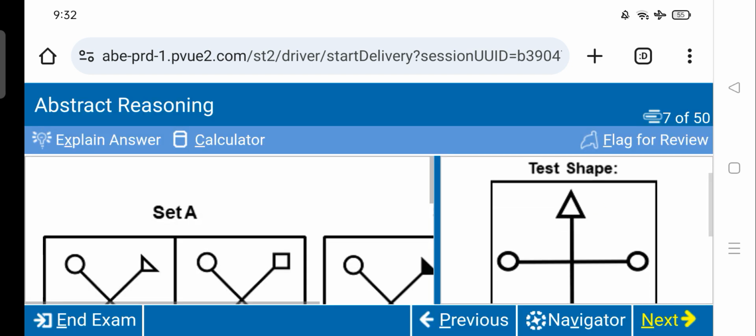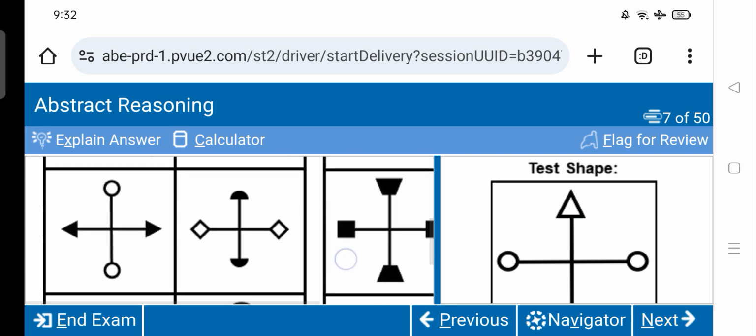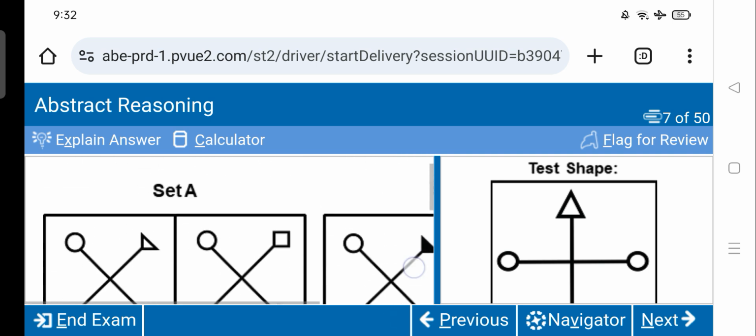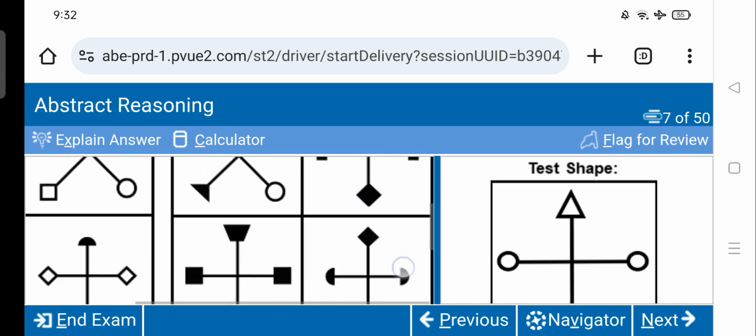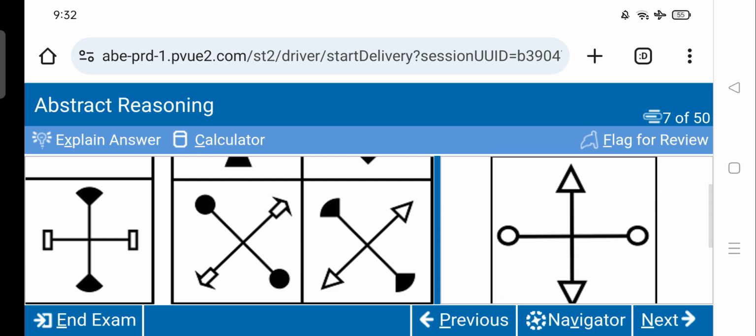Next we have set A with these shapes, as you can see here. Then we have set B with these shapes, shaded and unshaded ones, and the test shape is here with these two shapes, but none is shaded.